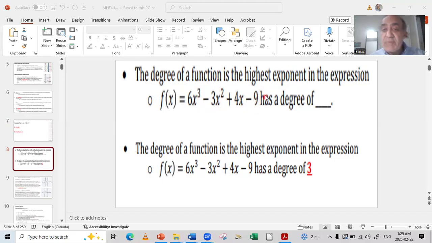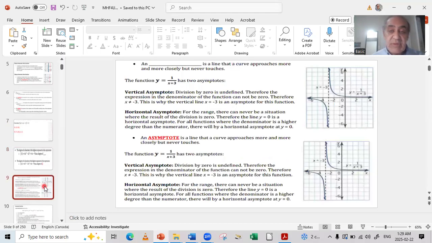You know that x power 0 equals 1, so this is 9 multiplied by 1. Here, the degree is 3 because this is the highest power. The degree is 3, as you see here in front of you. So the degree of this function is 3. We'll go to the next one.